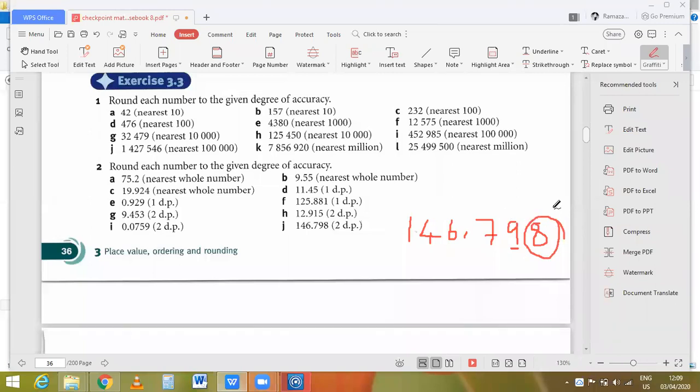So it means you are going to add one more here. One more. So the answer is going to be what? 146 point, it's going to be what? 80. I mean 80. Or you can just write 146.8. So it is the same thing, 146.80 and 146.8, they are the same.